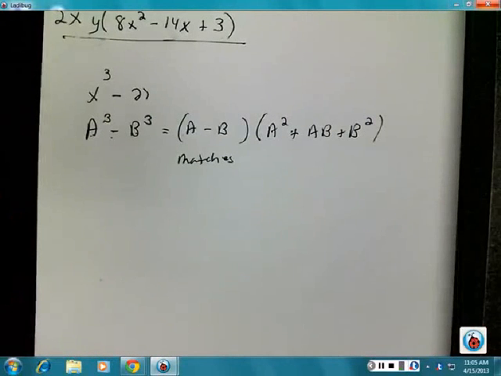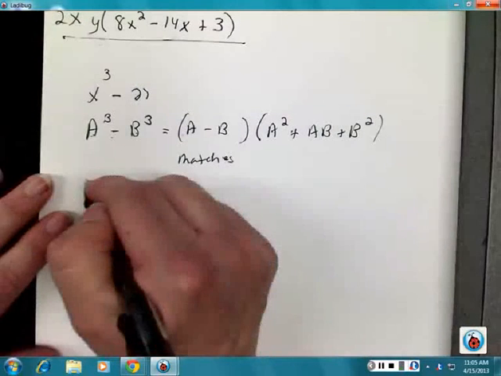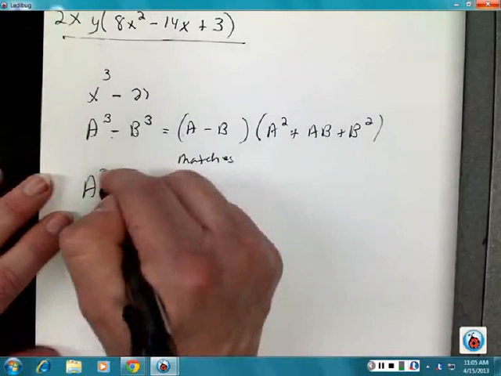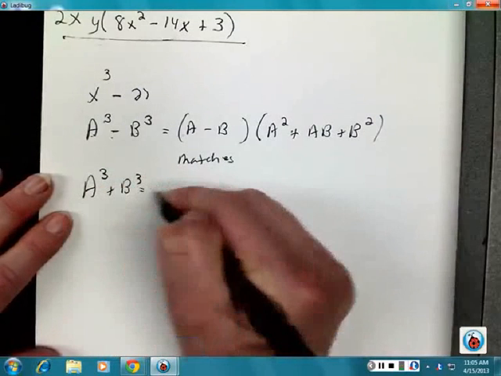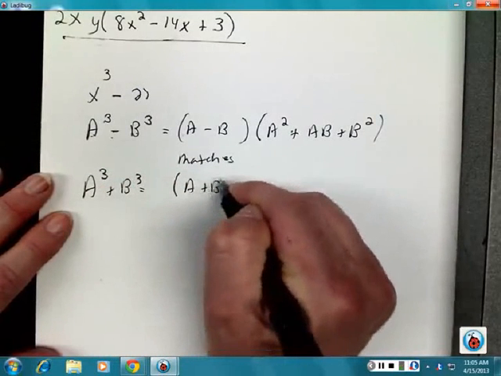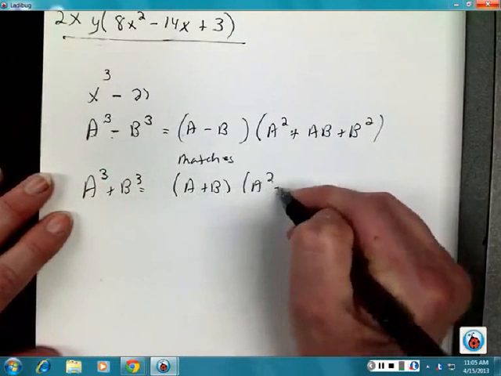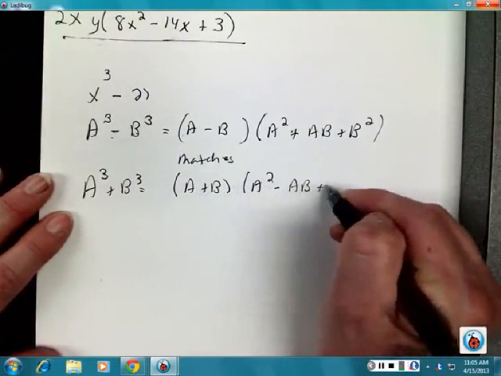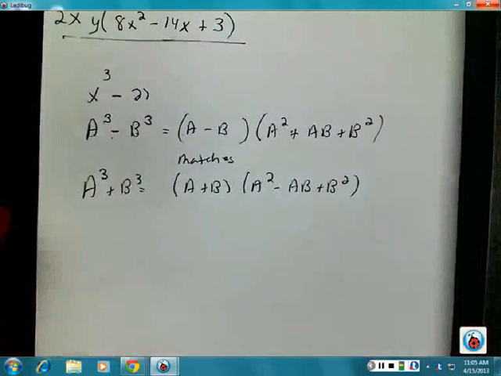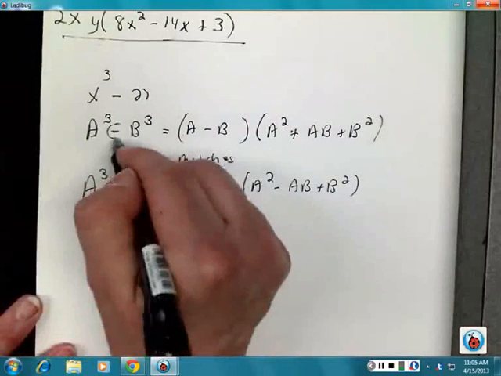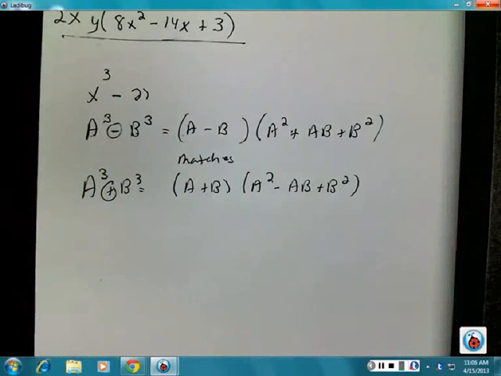The only difference between this one and the other one we did is that in the other one I had a cubed plus b cubed, which gave me a plus b, and a squared minus ab plus b squared. The only difference is one has a plus sign and one has a subtraction sign. So you want to be aware of that so that you get your 2 pieces in there.